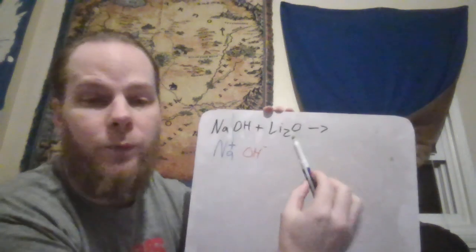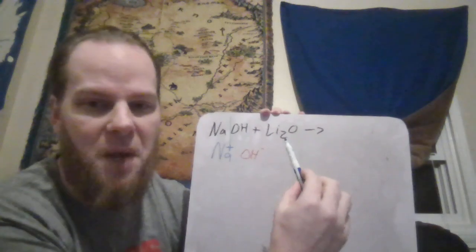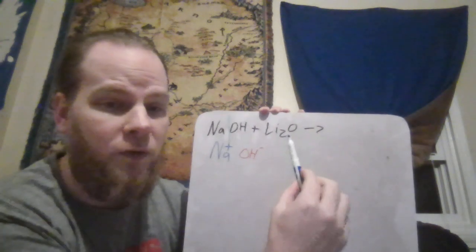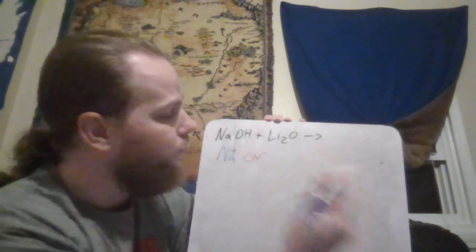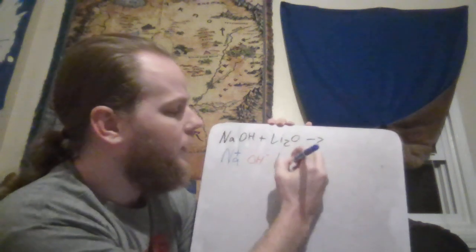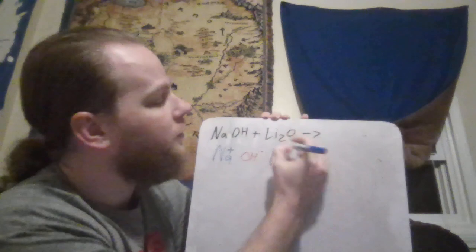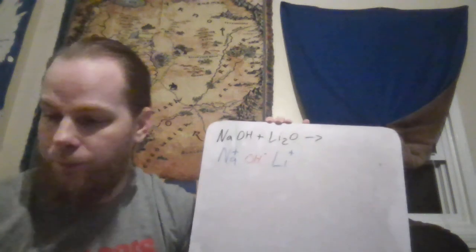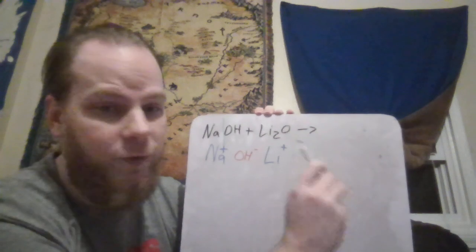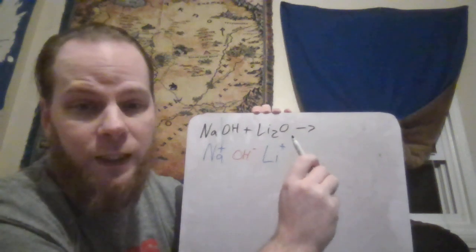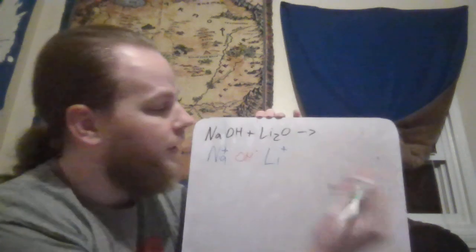Now, for the second one, we already said this 2 doesn't matter. We're going to pretend it doesn't exist. So Li, again, has to be the cation because it's a metal. And it's in group 1, so its charge is +1. Oxygen here, or oxide, because it's a single simple anion, has to be the anion.